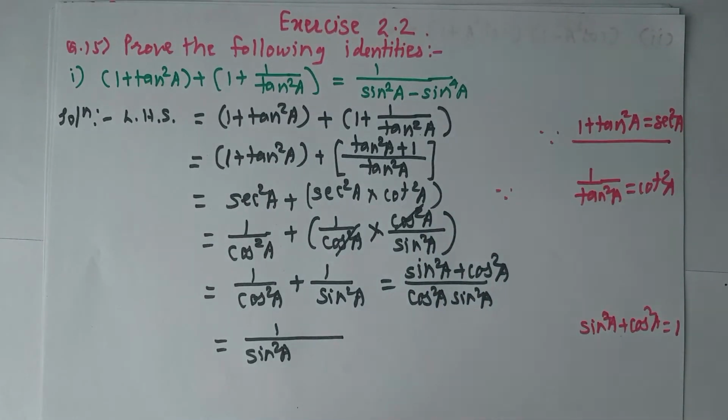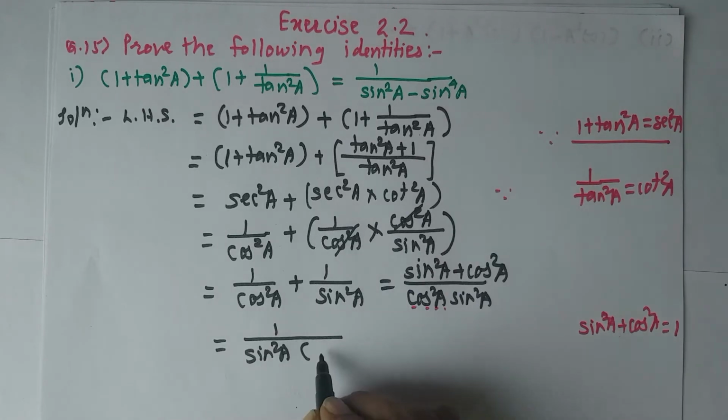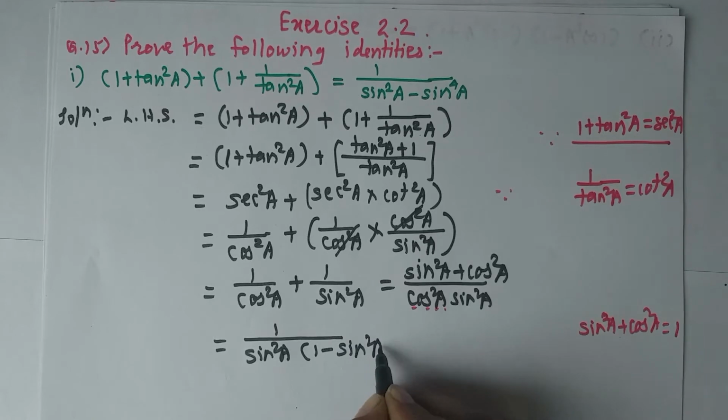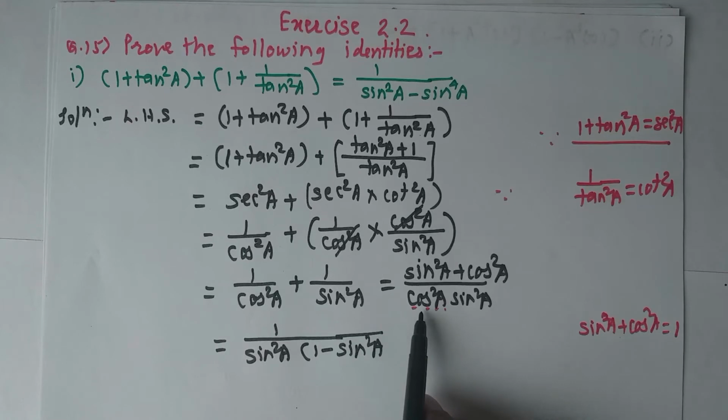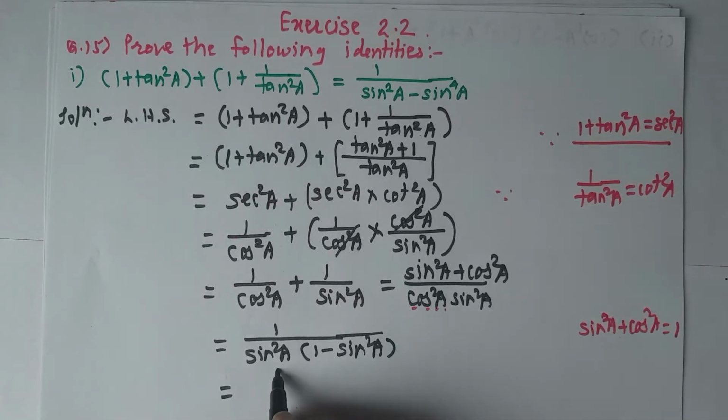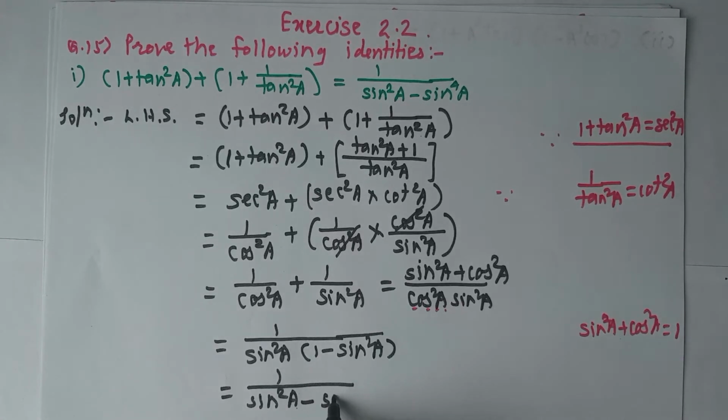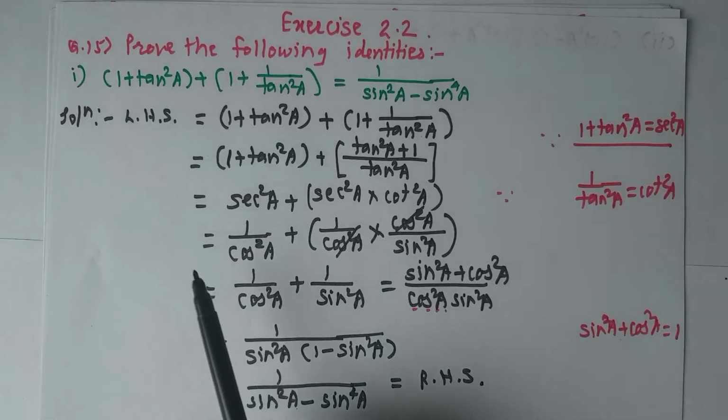Therefore, for this cos square a, I will keep the value from the first identity, cos square a is 1 minus sin square a. In the numerator for sin square a cos square a, I will keep the value 1, and in the denominator for cos square a, you keep cos square a equal to 1 minus sin square a. Okay. Then open this bracket. This will be 1 upon sin square a minus sin 4a, and this is nothing but your right hand side. In this way we have shown left hand side is equal to right hand side.